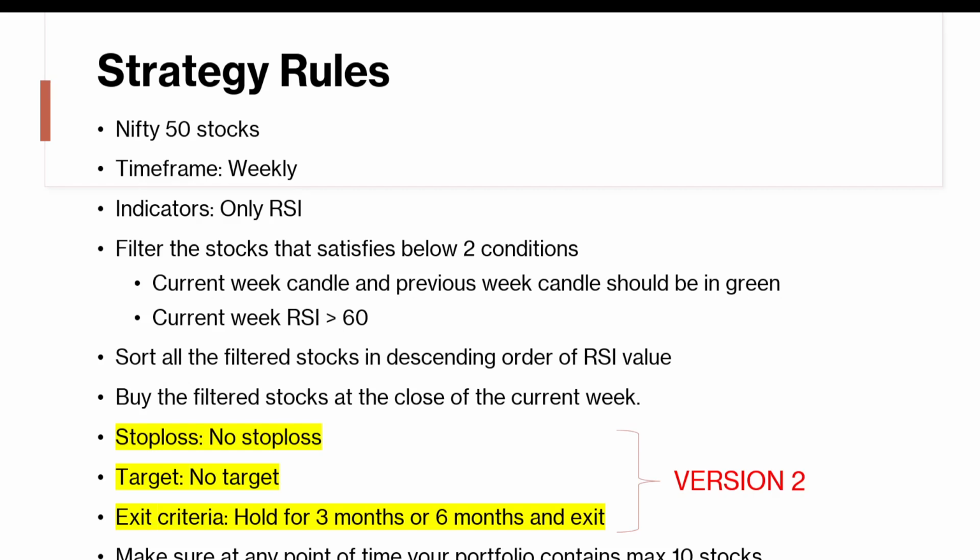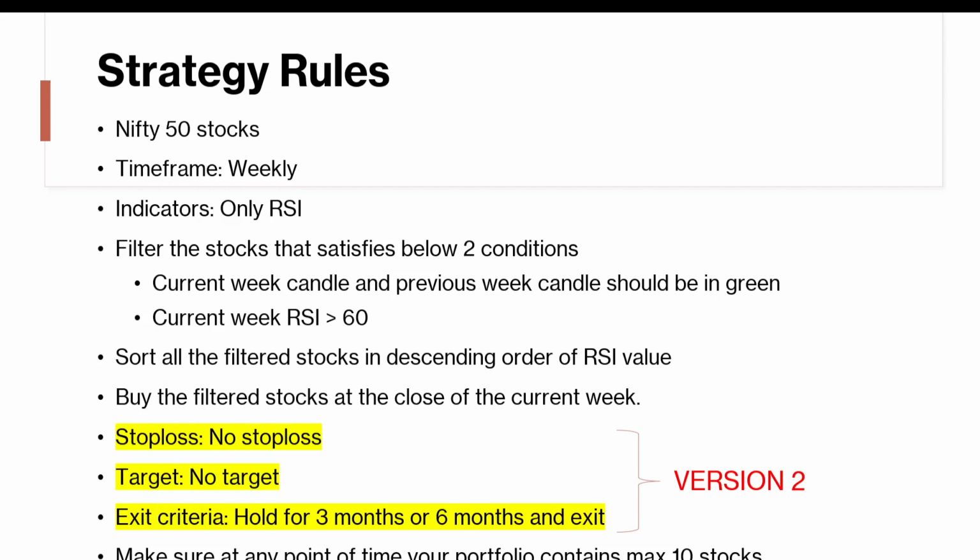That's it. Let's say you enter a trade today and your exit criteria is based on 90 days. So just after 90 days are completed, you are going to exit the stock. Whether the stock is at minus 50% loss, minus 80% loss, or plus 20, plus 70, plus 200, plus 300%, it doesn't matter. You are just going to exit the stock for that trade. You don't even need to look at the price. You just exit blindly. And also make sure at any point of time, your portfolio contains only a max of 10 stocks.